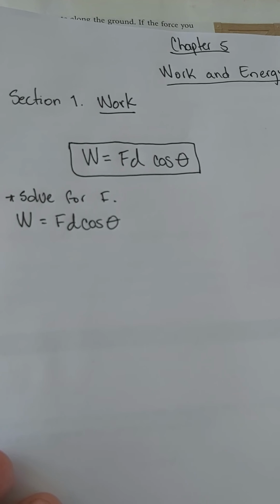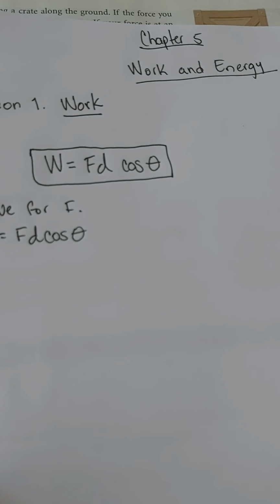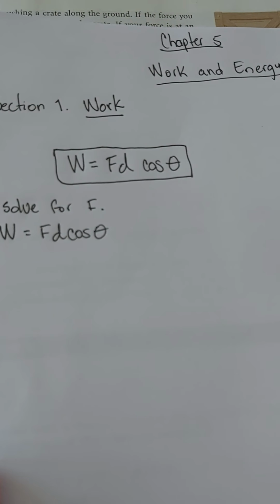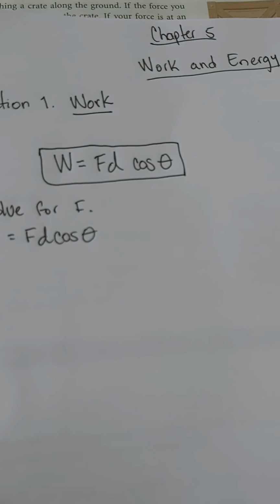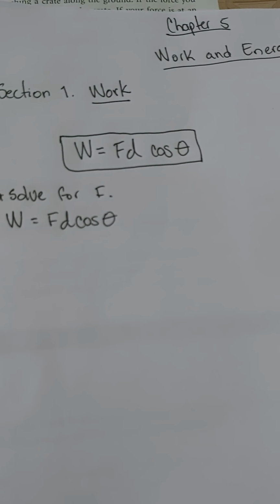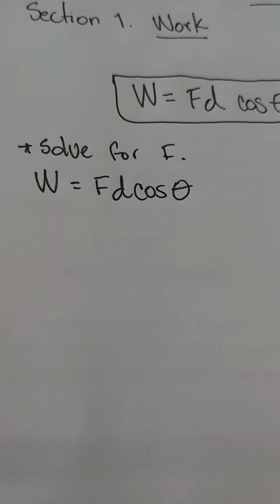So section 1, we're going to be talking about work. The formula for work is work equals force times displacement times cosine of theta. Okay, so let's learn how to solve for each of the variables.